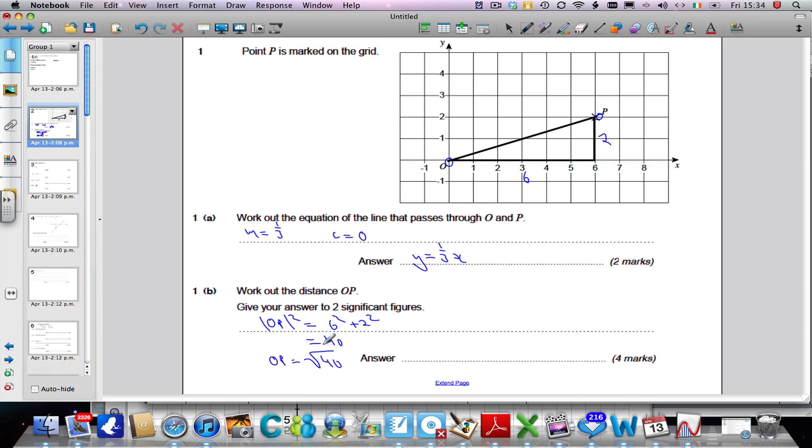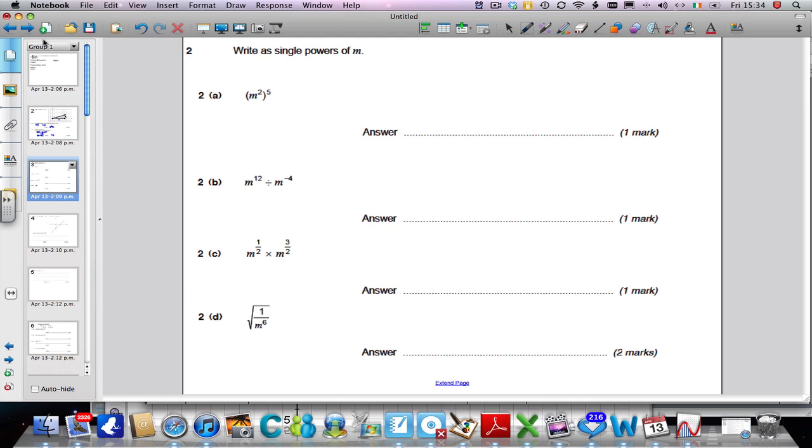So plug that into your calculator, take the square root of 40, and we get 6.324555. To 2 significant figures, 6.3 will do. Okay, on we go. Write as a single power of m. So just using the laws of indices here, I'm going to multiply the powers. So we get m to the power of 10 for this one.